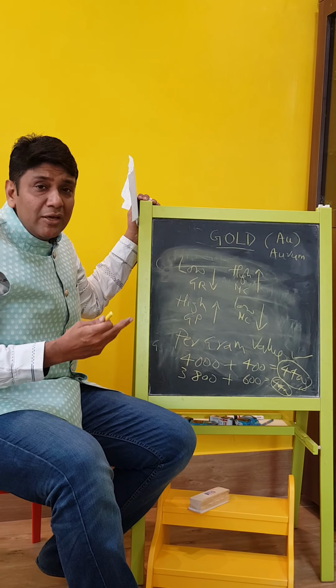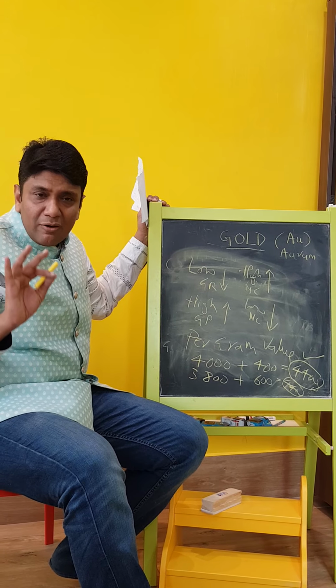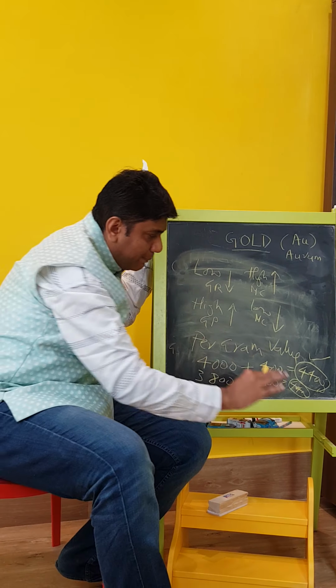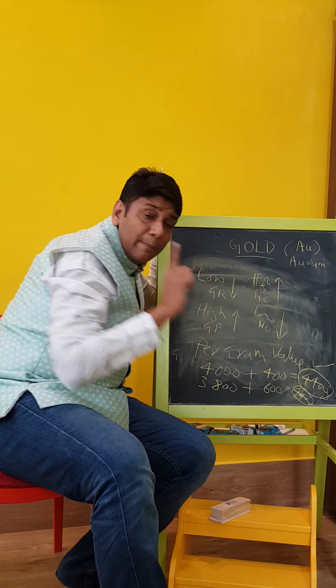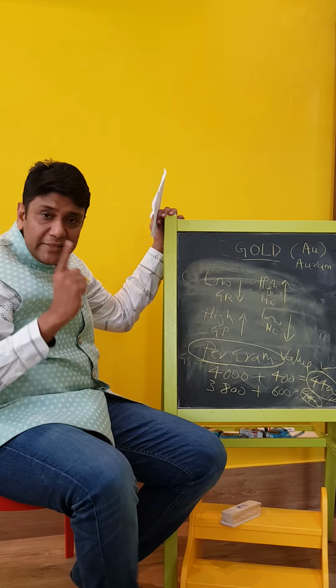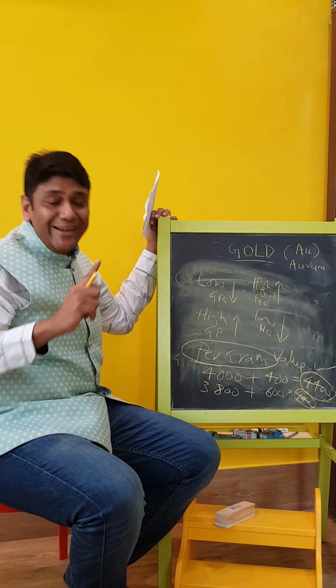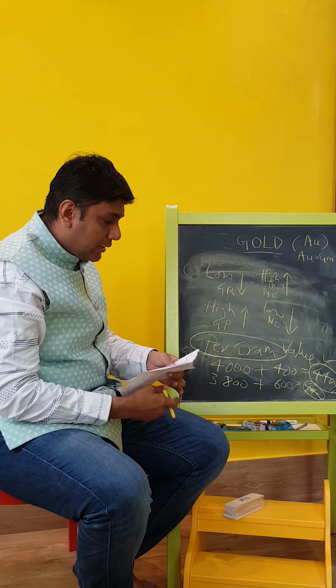Some people say Chennai gold rate. What do you mean by that? It's all rubbish. Follow the simple golden thumb rule: rate per gram. This rate per gram, you can compare with other jewelers.